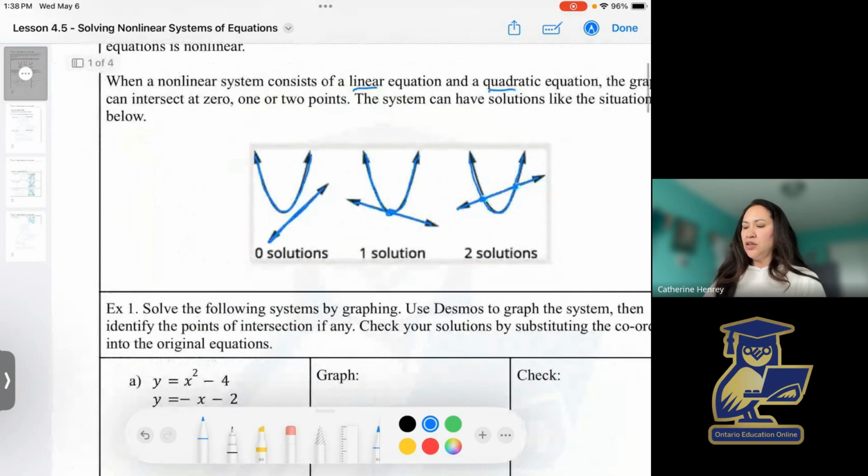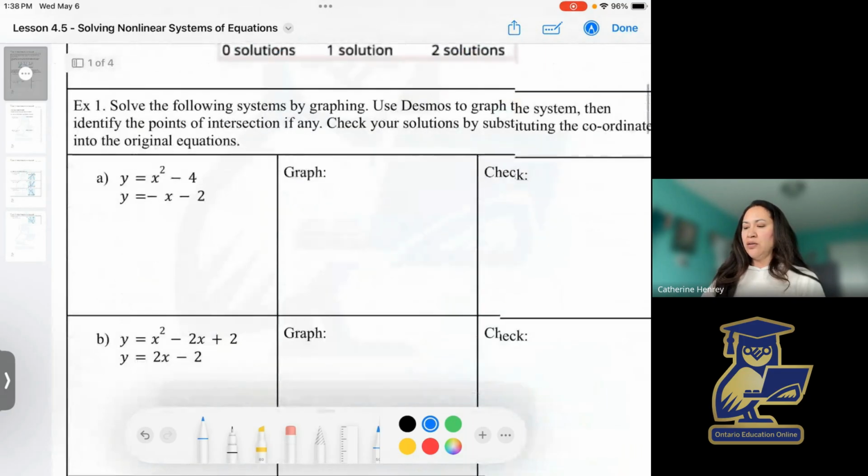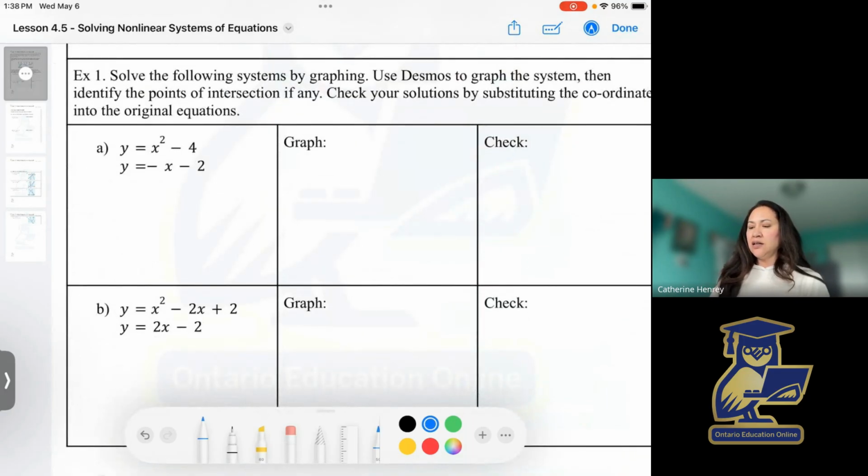What I'd like you to do for the first part of this lesson is go ahead and use a graphing tool. I prefer Desmos. You're going to graph the two equations or two functions that are given. One is quadratic and one is linear. What you should see on your graphing tool is a parabola and a line.